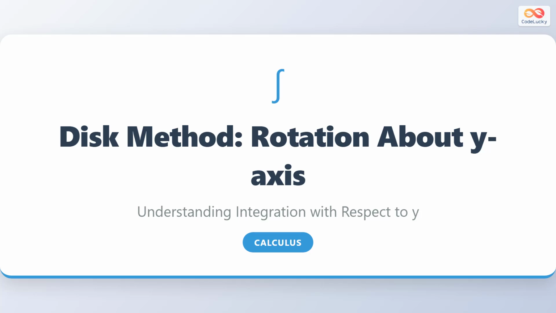Welcome to this lesson on the disk method. Today, we are focusing specifically on solids of revolution generated by rotating a region about the y-axis. This is a fundamental topic in calculus integration.